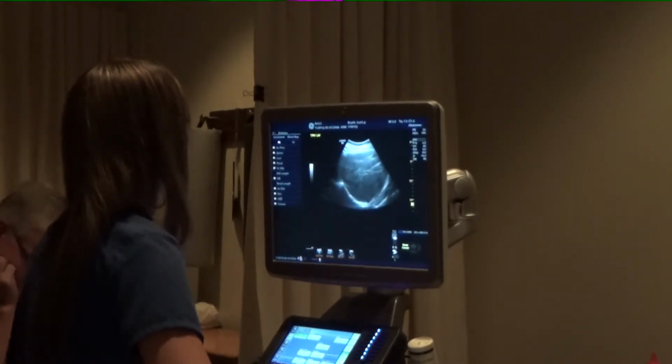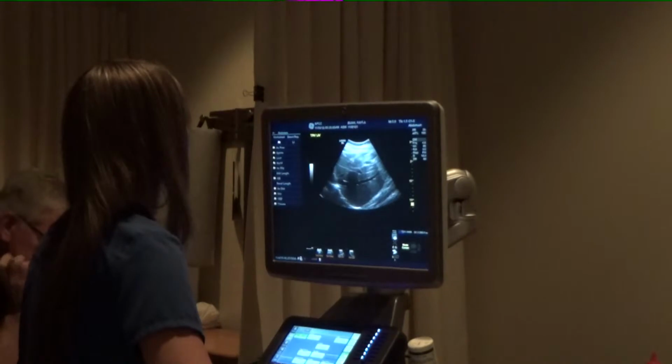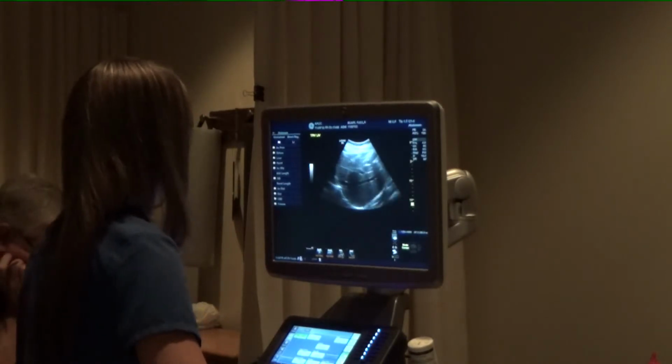Well, you want to look for portal hypertension, so there might be an enlarged portal vein. The flow might be away from the liver, so it would be hepatofugal. Okay. And the spleen might become enlarged. Okay. All right, let's switch to the gallbladder.